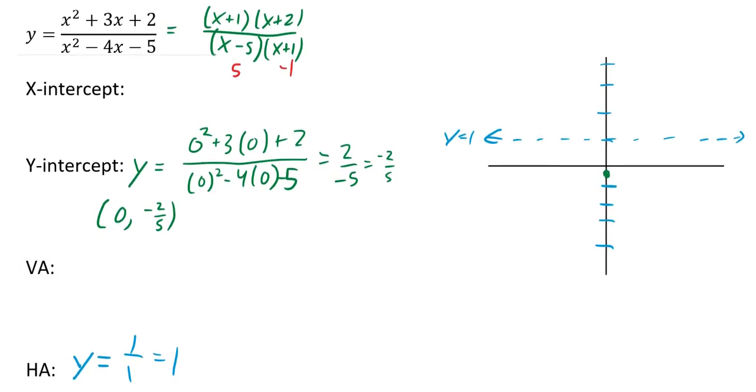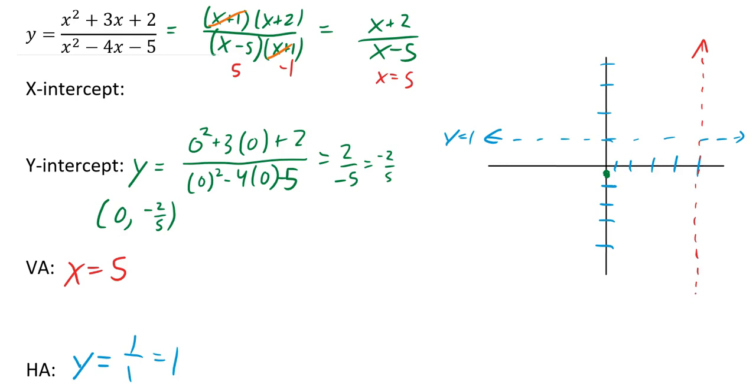Then I can simplify. Once I do domain, I can simplify. I can cancel out an x plus 1. And I'm left with x plus 2 over x minus 5. One of my excluded values canceled out, one of them didn't. The one that didn't is x equals 5. That means that's going to be a vertical asymptote. After I simplify, the things that are still zeros of the denominator, those are my vertical asymptotes. So at 1, 2, 3, 4, 5, I'm going to have a dotted vertical line. That's my vertical asymptote.